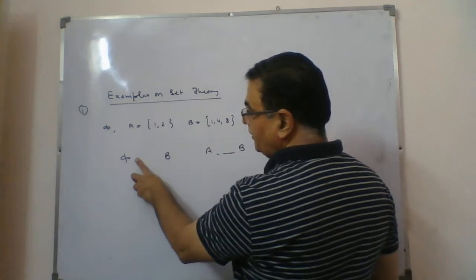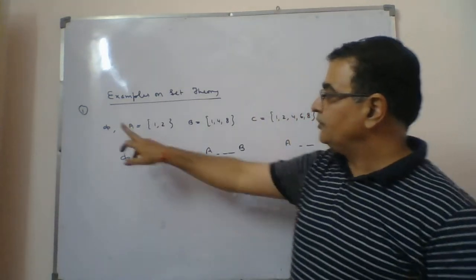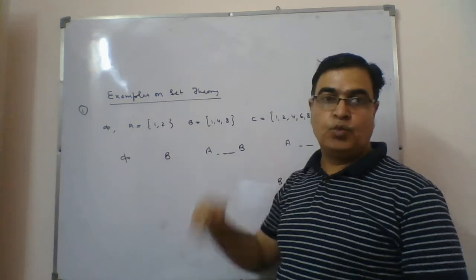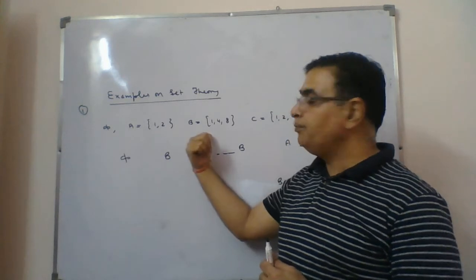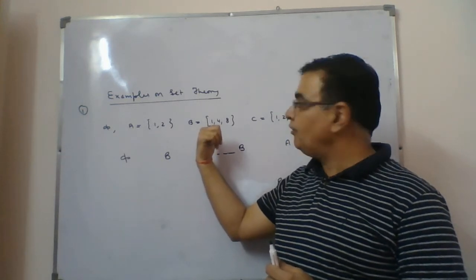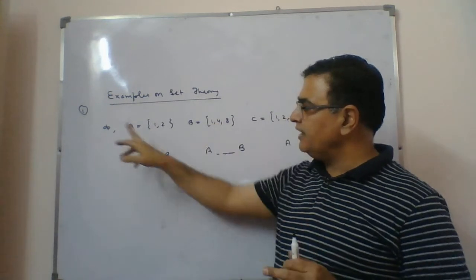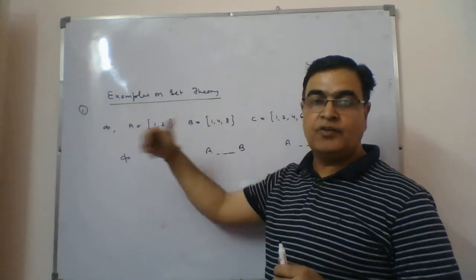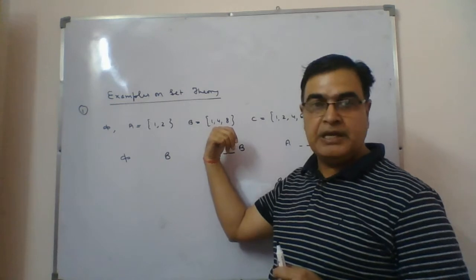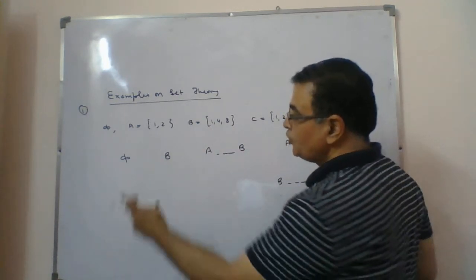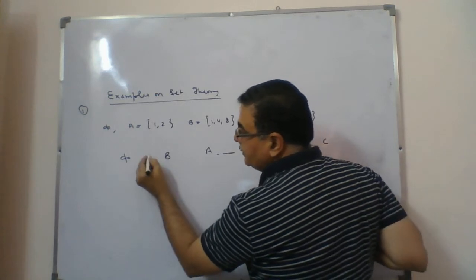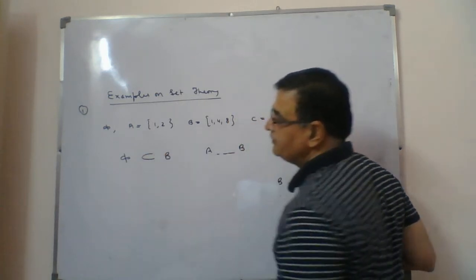So when you think about phi and B, this is phi and this is B. What symbol should I have? Phi is an empty set and B is the set 1, 4, 8. One thing is already clear, we have done that phi is always a subset of B or A. Whatever set you take, it will always be a subset. So between phi and B, the symbol will be subset.